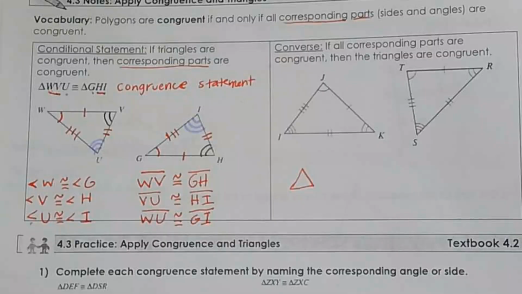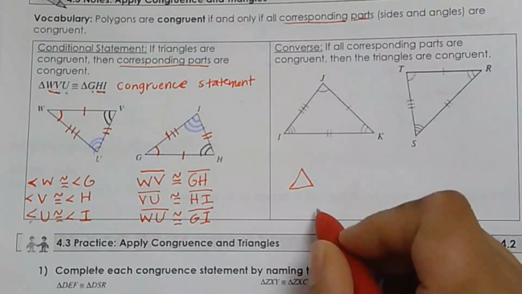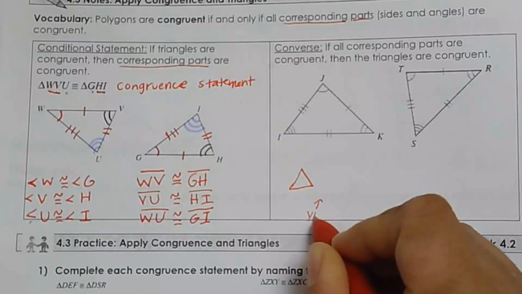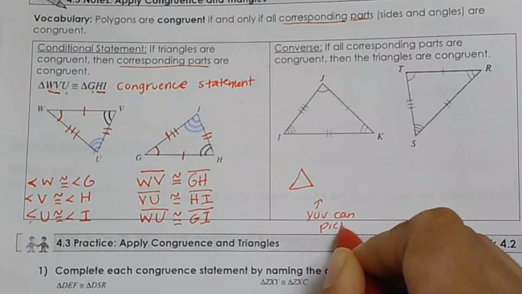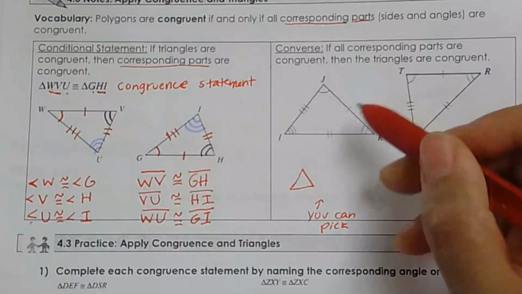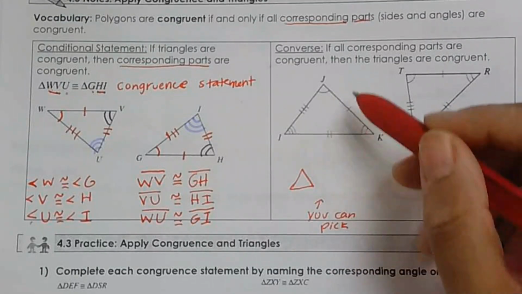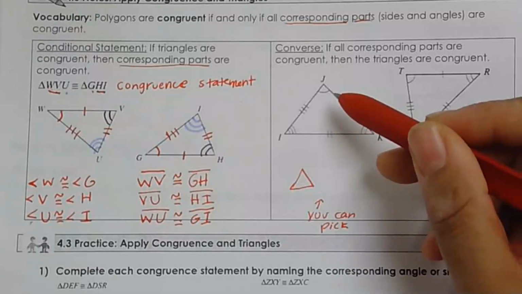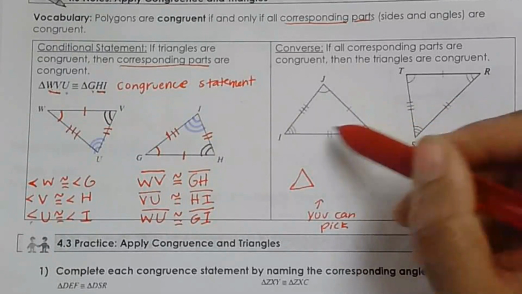Here's where we have to be really careful about the order we write our triangles in. For this first triangle, the way you write it, you can pick. You can pick the order you write the letters. Okay, so let's say I wanted to do JKI because I just want to count in order of the rings. Like I want to go first, 1, 2, 3.